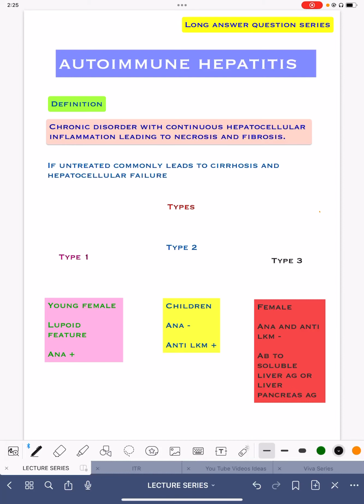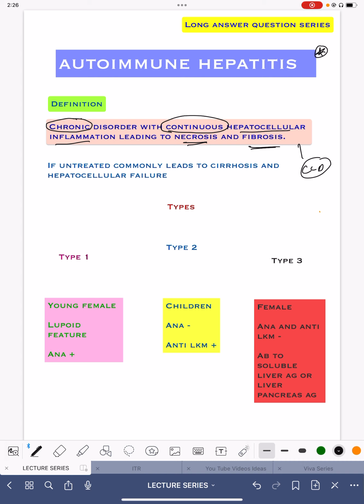So today we'll be discussing a long answer question that is very commonly asked, and that is autoimmune hepatitis. It is a very important topic, and it is very commonly seen in clinical practice. Now, what is autoimmune hepatitis? It is a chronic disorder where there is continuous hepatocellular inflammation and hepatocellular damage that ultimately leads to necrosis and fibrosis, and it ultimately leads to chronic liver disease or CLD.